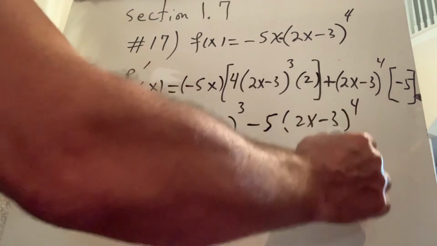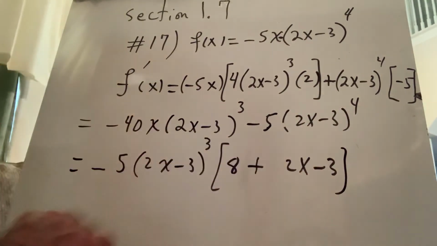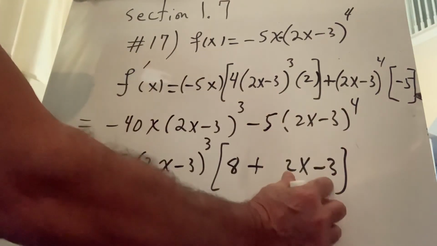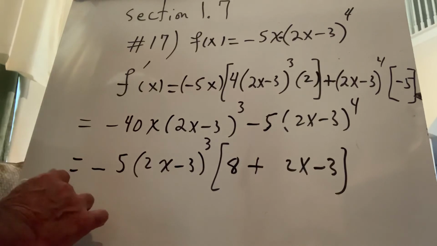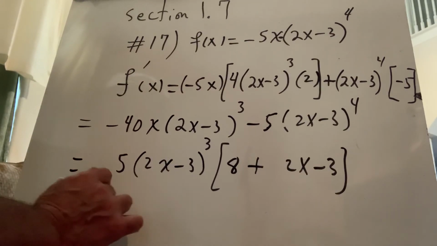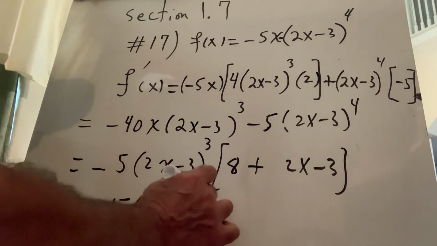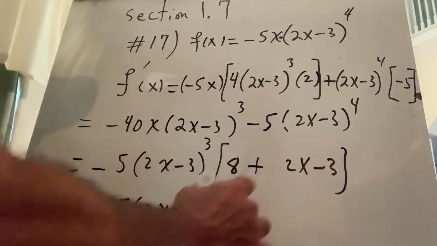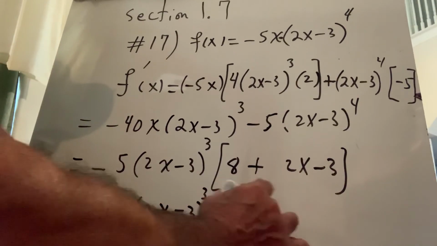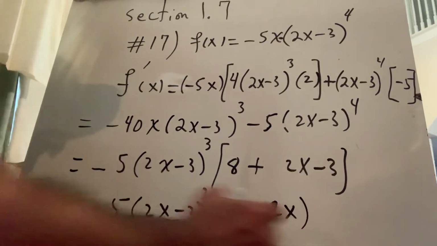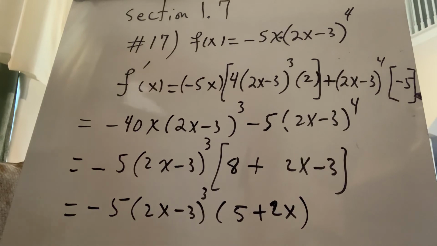But that's pretty much it, except I'm going to combine 8 and negative 5. So remember, you took 3 factors from the 4 factors. That's why it still leaves you with one more factor of 2x minus 3, okay? So at the end, this becomes negative 5 times 2x minus 3 cubed, and then 8 minus 3, which is 5, plus 2x. And that should be pretty much as reduced a form as you can get your derivative for this one, okay?